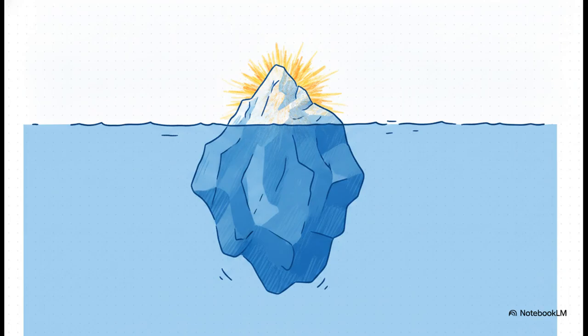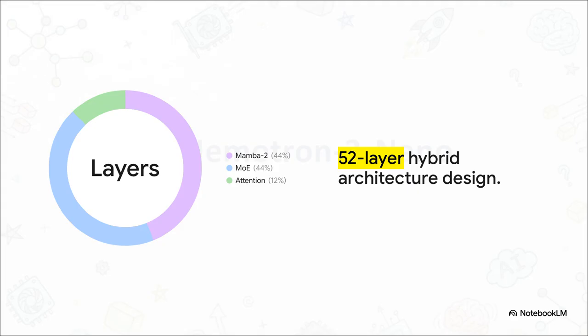You are basically getting the massive brainpower of a 30 billion parameter model, but with the blazing fast inference speed of a 3.5 billion parameter one. So how is that actually structured? Well, the whole thing is a brilliant 52-layer hybrid design. You've got 23 Mamba-2 layers driving the ultra-fast sequence processing, 23 of those MoE layers for the deep knowledge retrieval, and 6 standard attention layers tying it all together to keep things focused.